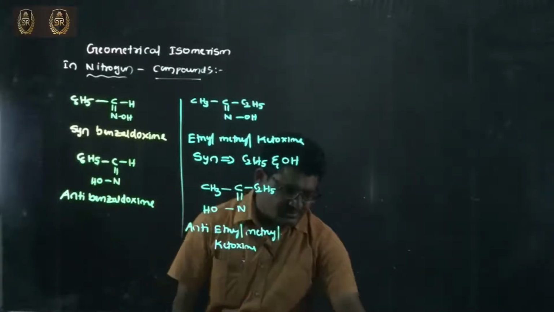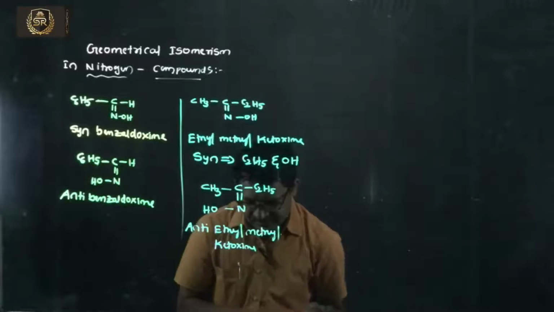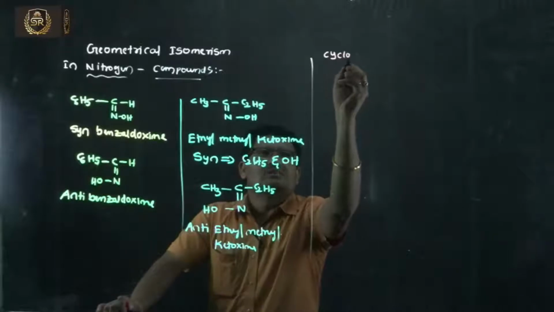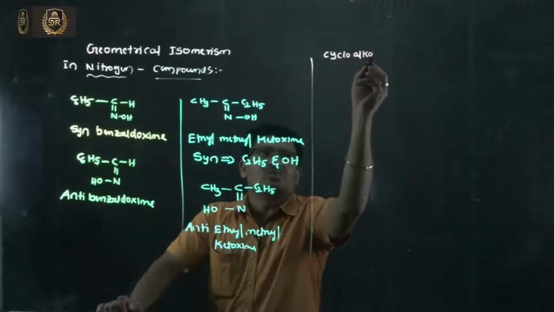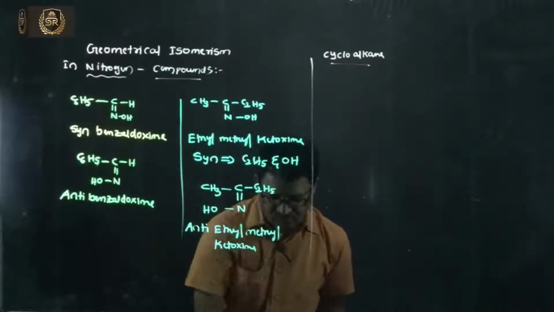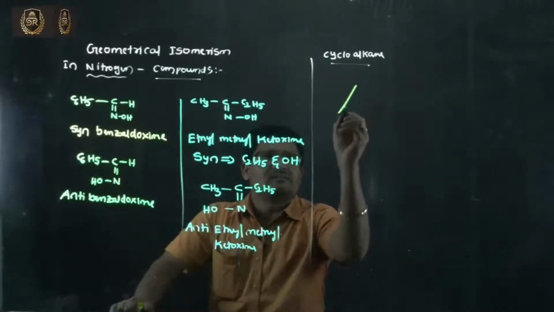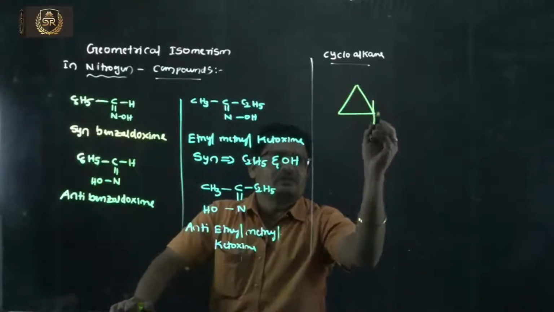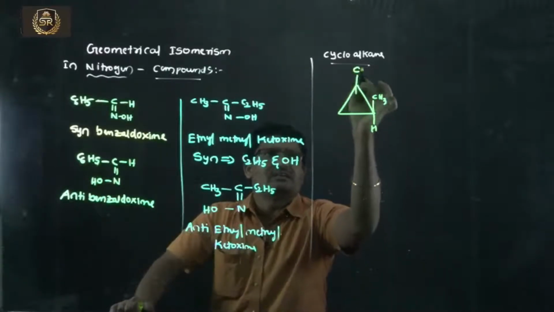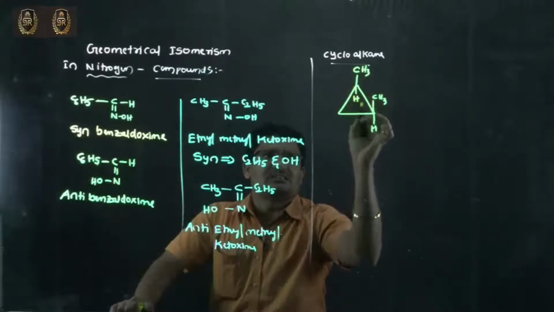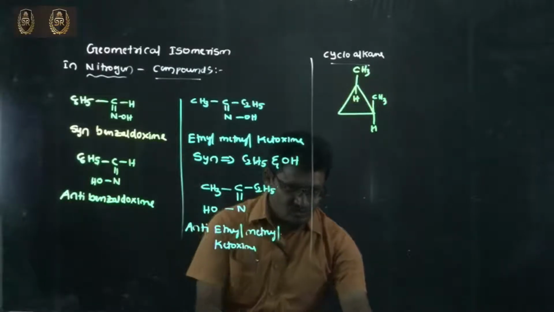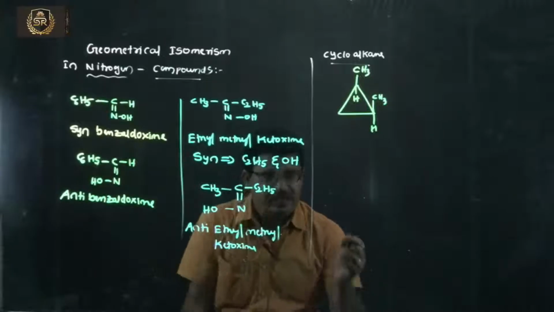Next, geometrical isomerism in cycloalkanes. So what is a cycloalkane? The best example of a cycloalkane is cyclopropane. So this is cyclopropane. Now this is CH3 and this is H. Now coming to this side, CH3, H, its name is cis 1,2 dimethyl cyclopropane.